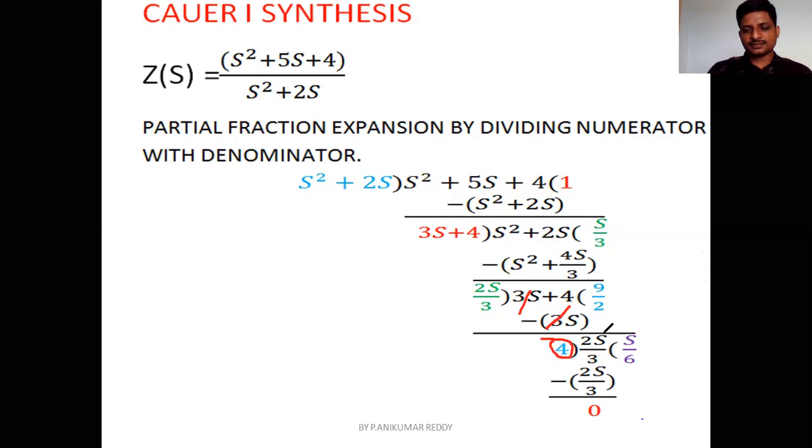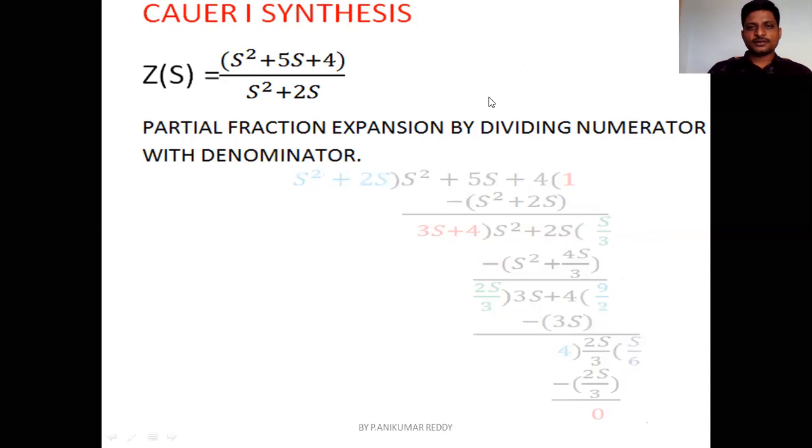Again, this 2s by 3 is written here. So 2s by 3 divided by 4 means you have to write s by 6 here, then only you will get s by 3, and finally the remainder is 0. After getting all the quotients, remember, if you get any negative coefficients, you have to stop the process. The quotients 1 by 3 s, 9 by 2, and s by 6 must all be positive. If you get at least one negative, then it is not possible to realize the network.